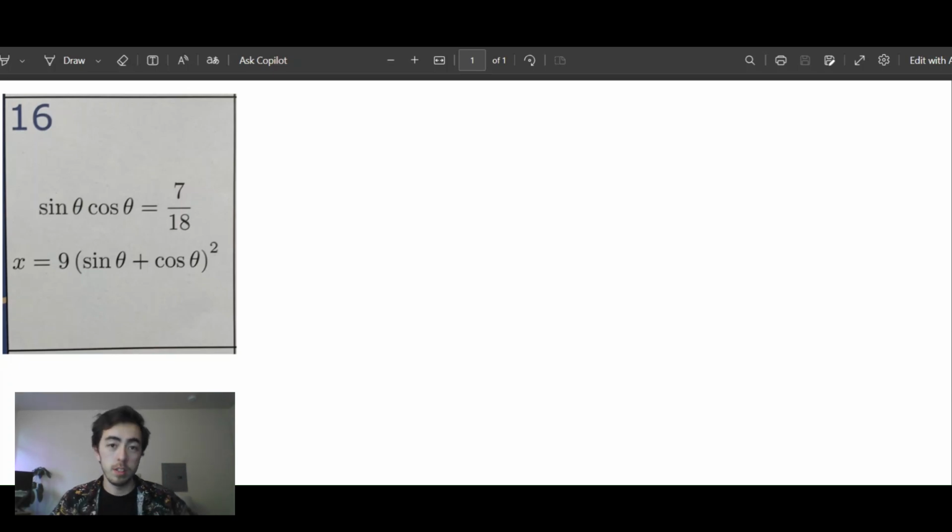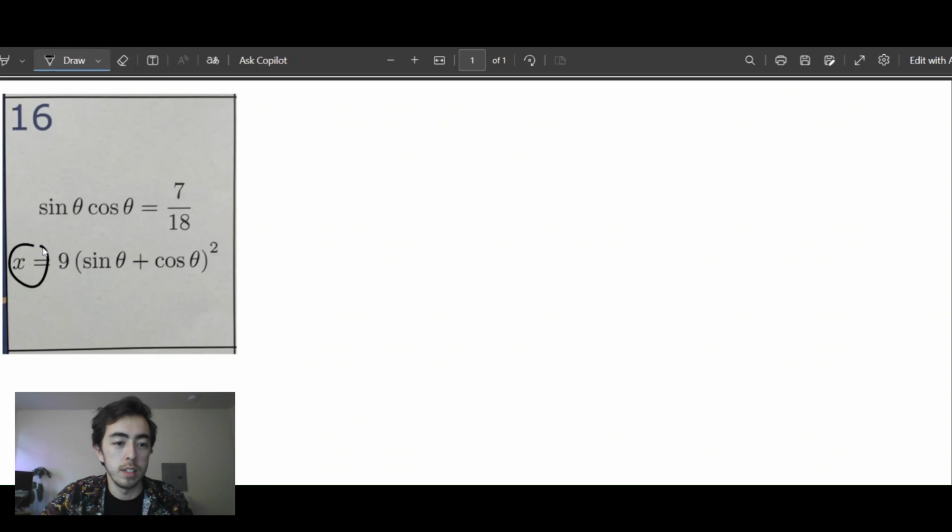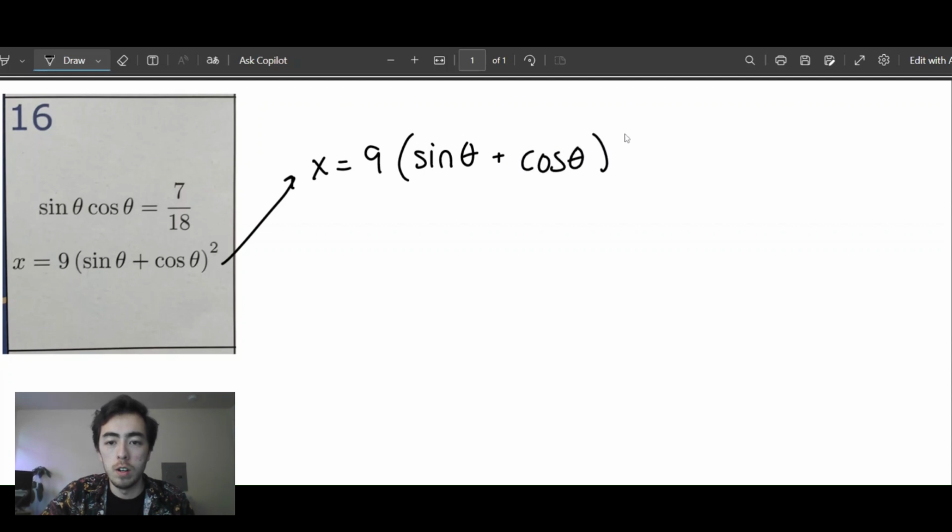Today is March 16th. We have problem number 75 from this Daily Epsilon calendar. We're going to solve it together today. So the answer is 16, that's today's date, and we need to show how x is equal to 16. So this number on the right side of this equation is somehow the number 16. So we have 9 times sine of theta plus cosine of theta all squared.